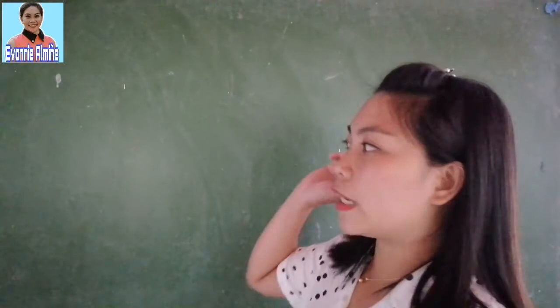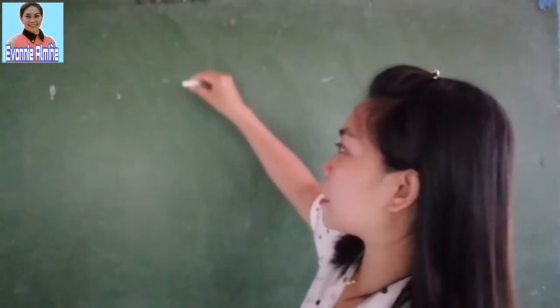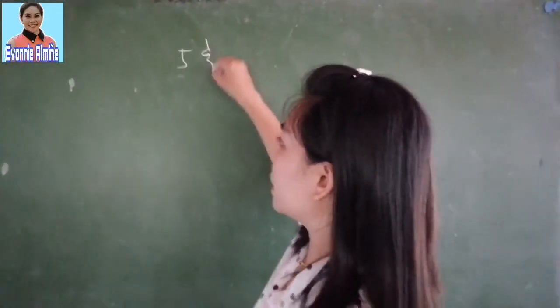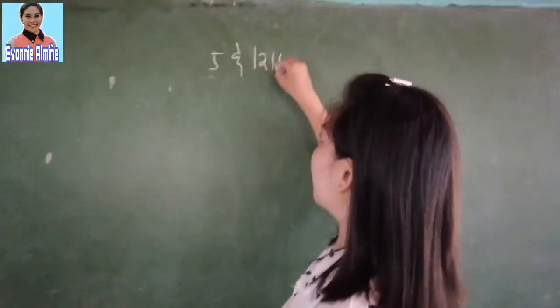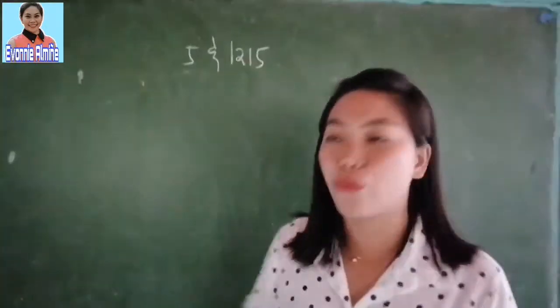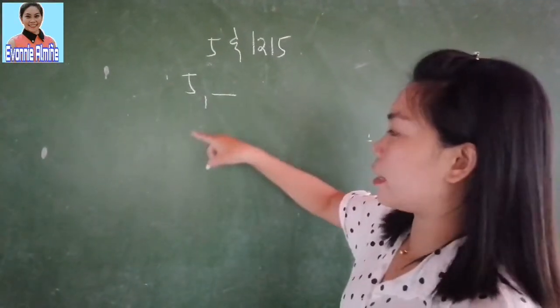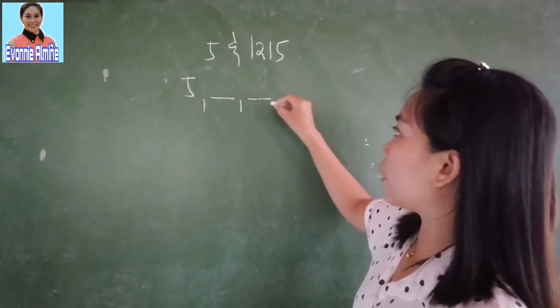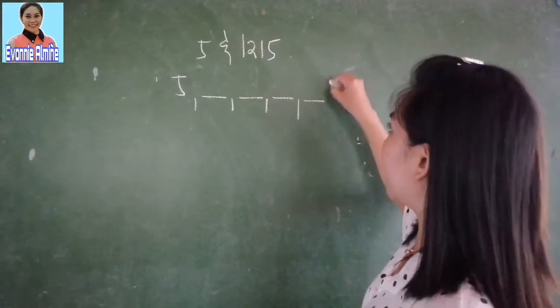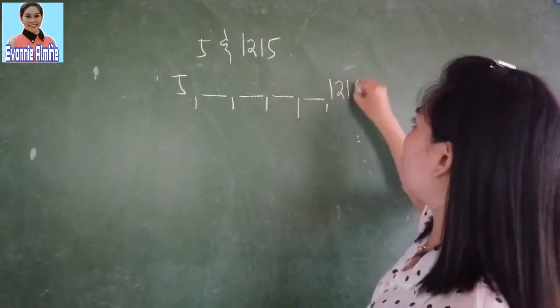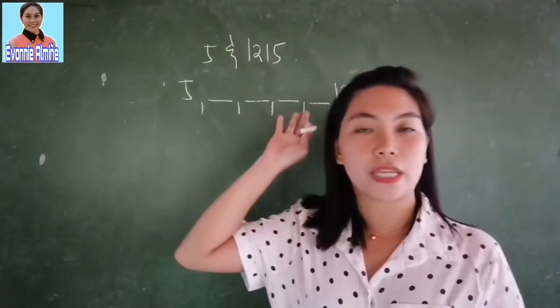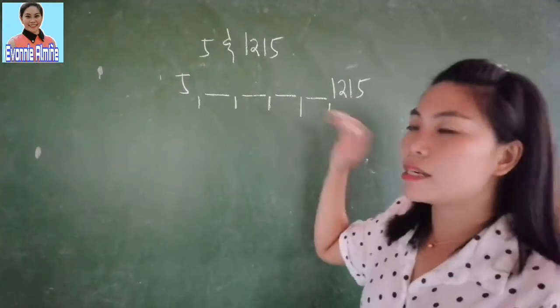Let's have another example para po mas malinawan po kayo. So let's have, okay, insert 4 terms between 5 and 1,215. How many terms? 4. So let's start with 5. Then first, geometric mean. Second one, the third, the fourth. Then we have 1,215. So insert 4 terms.